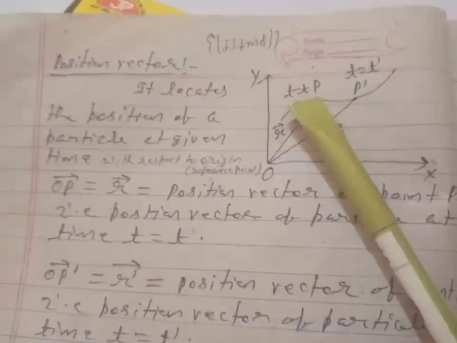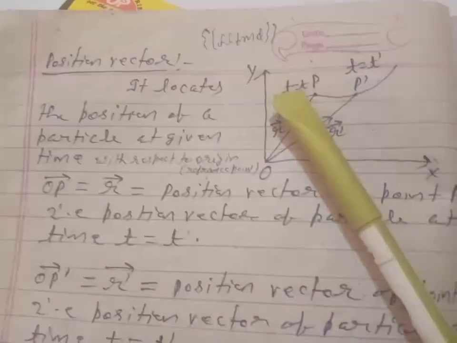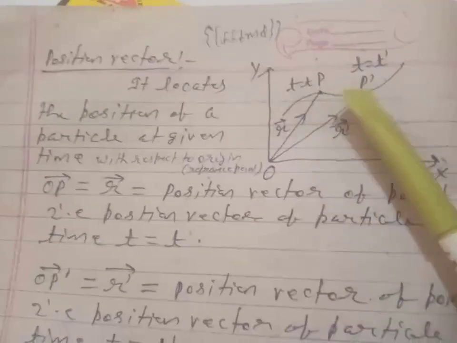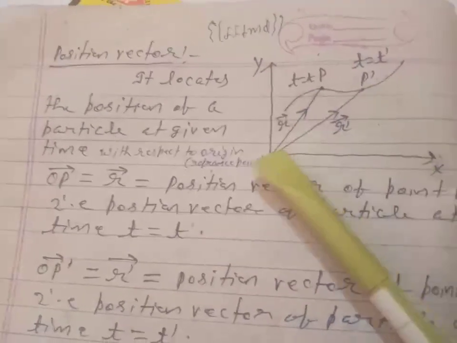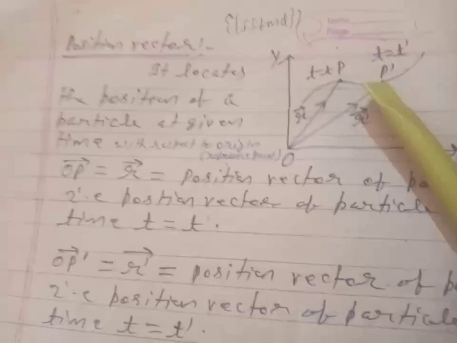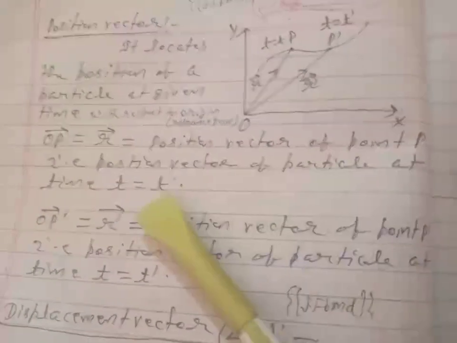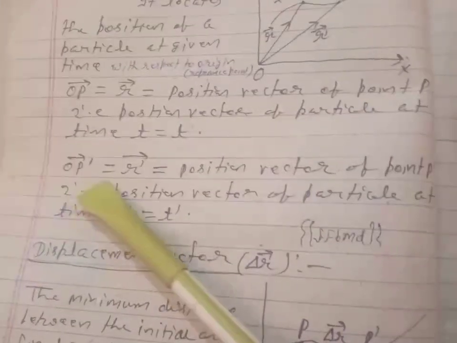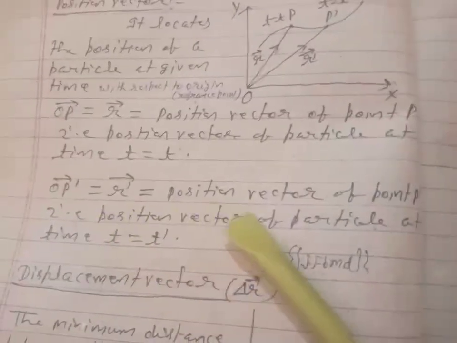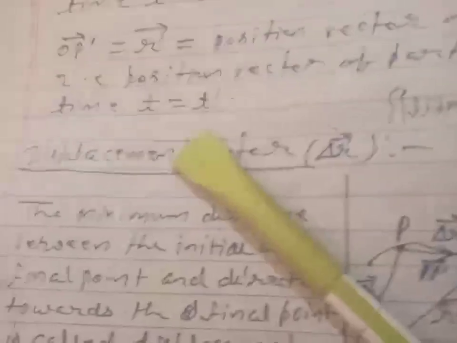The OP vector represents from O to P. The OP vector represents the position of the particle at time t. Similarly, the OP dash vector represents the position of the particle at P dash. The OP vector and the OP dash vector are position vectors. Here the OP vector equals the r vector, the position vector of point P, that is the position vector of the particle at time t. Similarly, the OP dash vector equals the r dash vector, the position vector of point P dash, that is the position vector of the particle at time t dash.